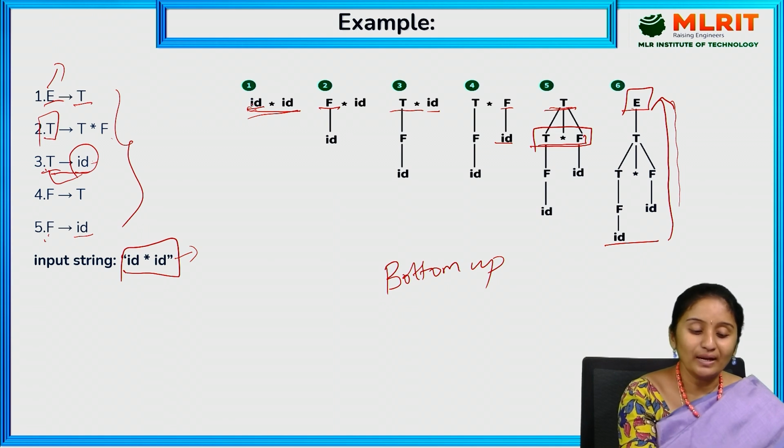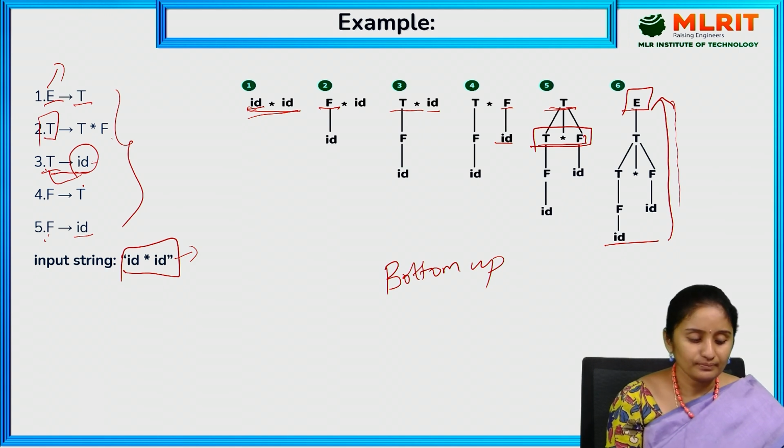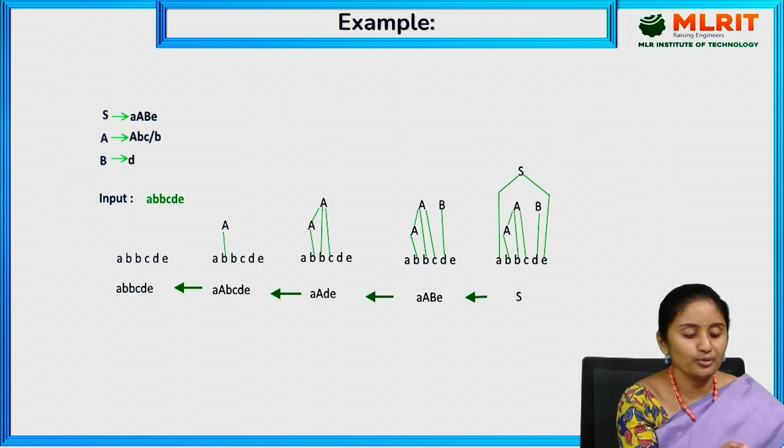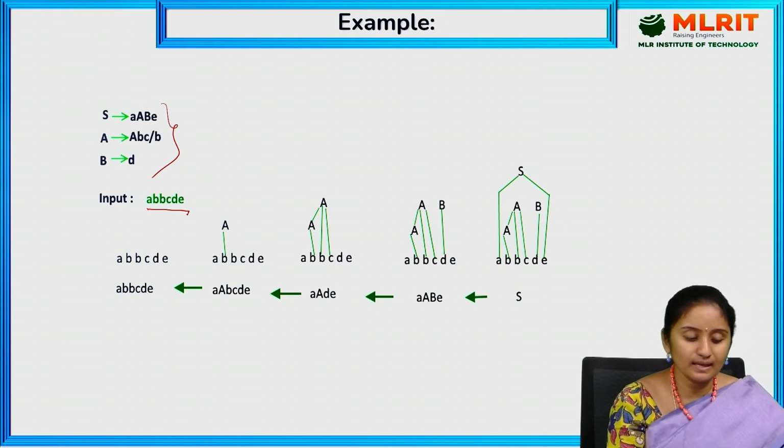So when I am going to reduce, let me check whether any productions are available. If I find one, we are going to handle this substring with the production. Let me take one more example. So this is my grammar: S goes to A, A goes to A B C, B goes to D. The input string is A B C D E.